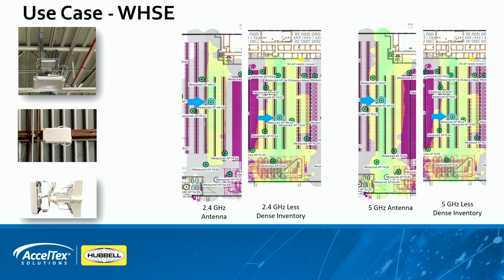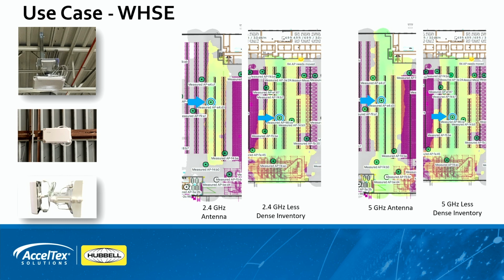But when you get it to where you're having either less dense inventory or just less inventory in general, it bleeds out to 3 or 4 adjacent aisles, and that can cause a lot of issues you're seeing in your system, especially when we were doing this one and they were using 2.4 hand scanners. You'll see a lot of co-channel interference and a lot of noise from having all these APs stacked on top of each other and bleeding over.